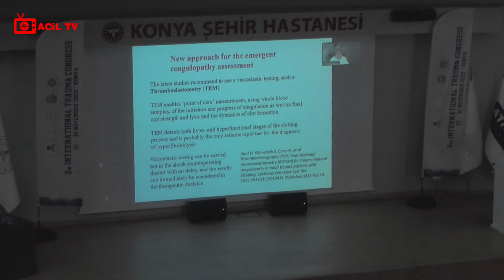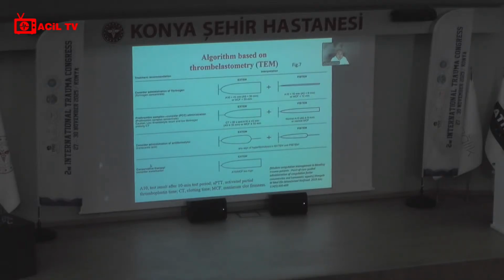So the latest studies recommend using viscoelastic testing such as thromboelastometry. Thromboelastometry enables a point-of-care measurement using whole blood samples of the initiation and progress of coagulation, as well as fibrinolysis, and analyzes the dynamics of clot formation. Here we can see the test to check the extrinsic clotting system with a sample activation by adding tissue thromboplastin, so it's called tissue factor, and then the assessment of the clotting factors 1, 2, 5, 7, 10, platelet function, and fibrinolysis.